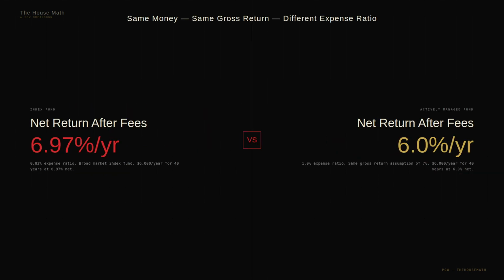Option A, a broad index fund with a 0.03% expense ratio. Net annual return after fees, approximately 6.97%. Option B, an actively managed fund with a 1.0% expense ratio. Net annual return after fees, approximately 6.0%. Same contribution, same years, same gross return assumption. The only difference, the fee.